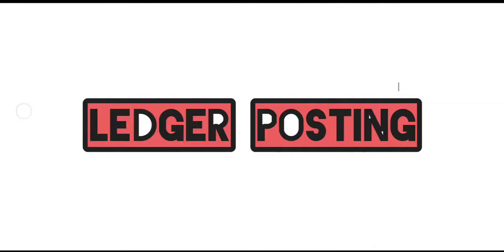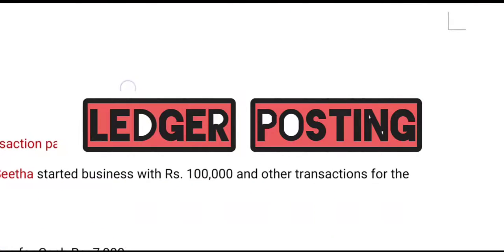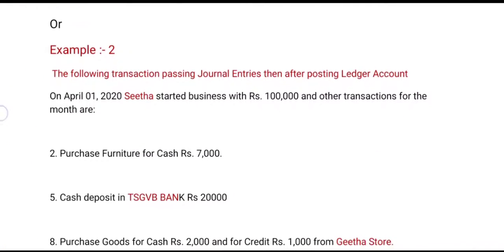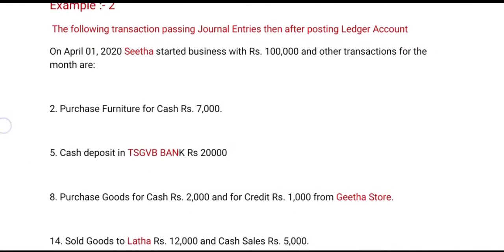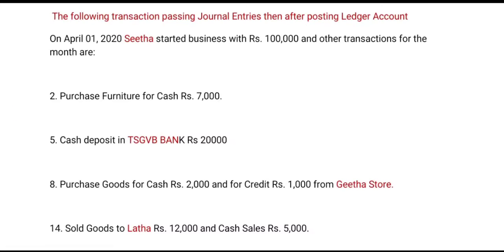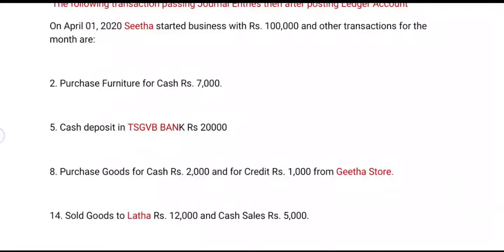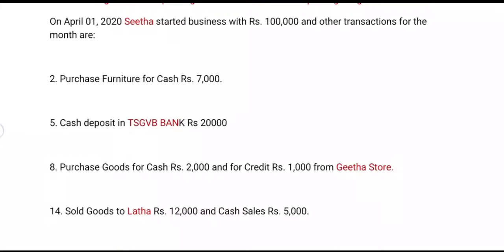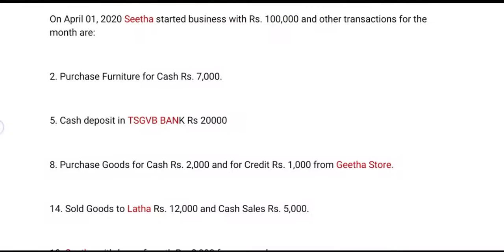This is Satya. Today we discuss another example problem on ledger posting. Now we start with an example. Problem 2, or example 2. Here, the following transactions are passed as journal entries, after which we post to the ledger accounts. On April 1st, 2020, Sita started business with rupees 1 lakh, and the other transactions for the month are as follows.